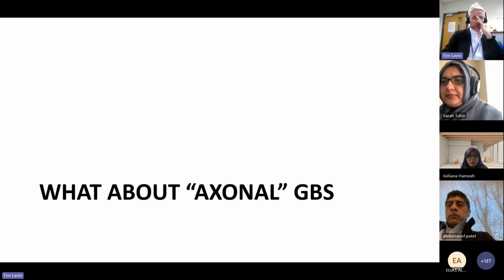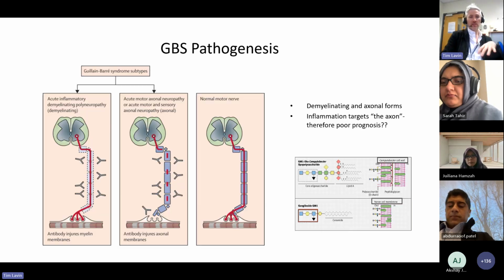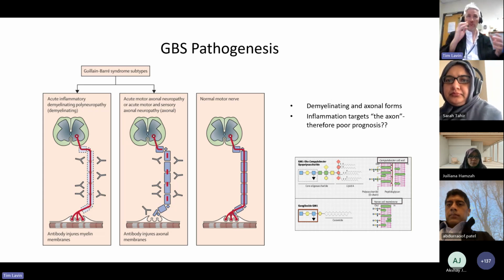And this was Saad's question, about what about axonal GBS? So now I'm going to get a bit neurological, and I apologize for that. As we talk about axonal GBS, that's what it looks like on a nerve test. So how do you differentiate them? Clinically, initially, it's not obvious to differentiate axonal and demyelinating GBS, especially if it's a pure motor variant like AMAN.